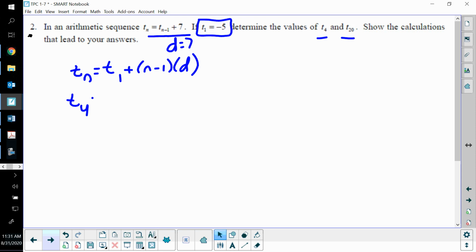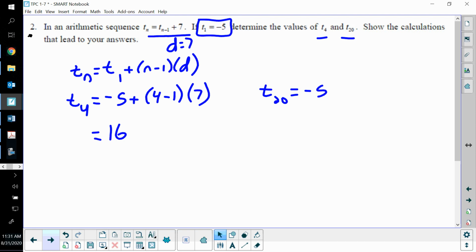So we want to find T4. Our T1 was -5, plus our n is 4, because we're finding T4. And our D we identified was 7. And if we punch that all in, we get 16. And then for T20, all that's going to change is our n value. And when we punch that all in, we get 128.